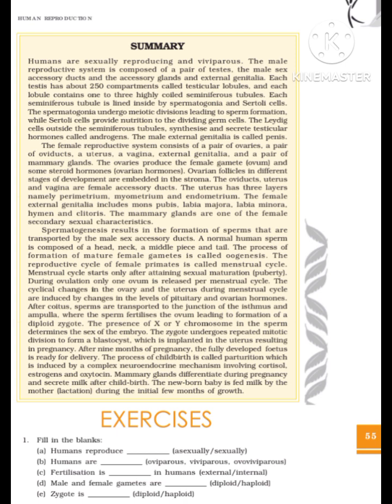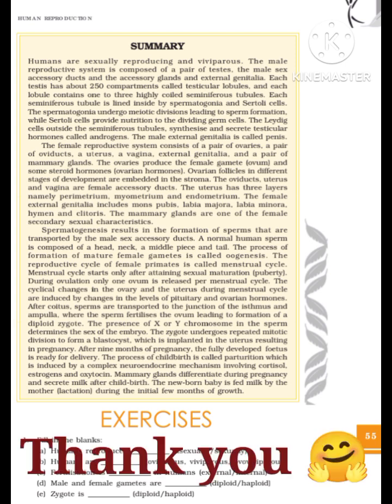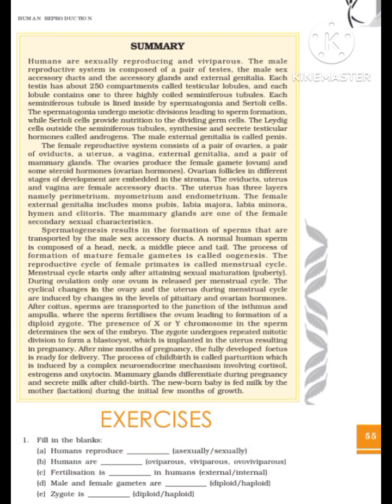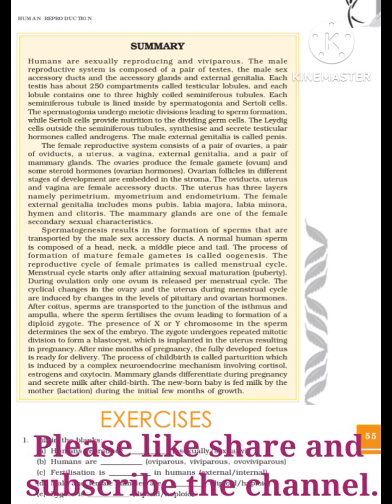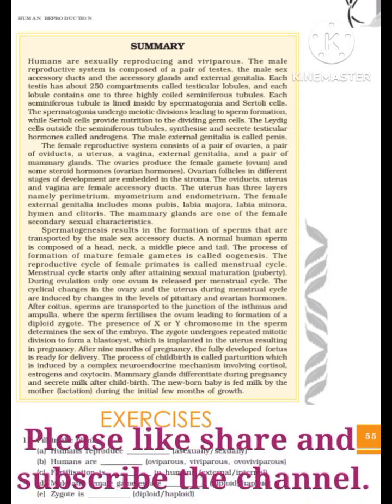The cyclical changes in the ovary and the uterus during menstrual cycle are induced by changes in the levels of pituitary and ovarian hormones. After coitus, sperms are transported to the junction of the isthmus and ampulla, where the sperm fertilize the ovum leading to formation of a diploid zygote. The presence of X or Y chromosome in the sperm determines the sex of the embryo. The zygote undergoes repeated mitotic division to form a blastocyst, which is implanted in the uterus resulting in pregnancy. After 9 months of pregnancy, the fully developed foetus is ready for delivery.